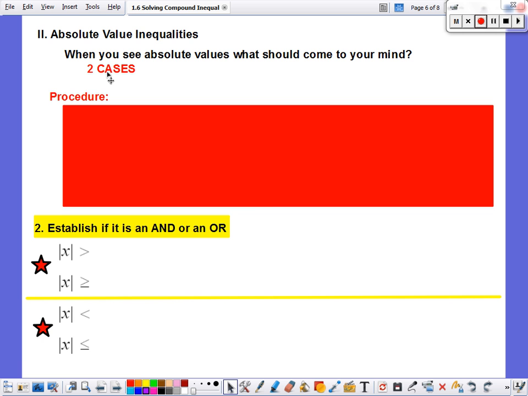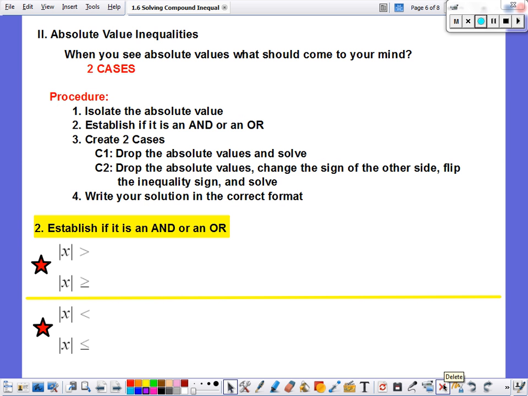So let's talk a little bit about the procedure of how we go about solving a compound absolute value inequality. Step number 1 is isolate the absolute value. No different than when we did absolute value equations. You want to go ahead and isolate the absolute value first. Move all the constants and coefficients, anything outside the absolute value, to the other side. At that point, you need to establish whether it's an and or an or. This can be done very easily. We'll address that right down here. It takes a little bit of memorization, but man, once you get it, you got it.